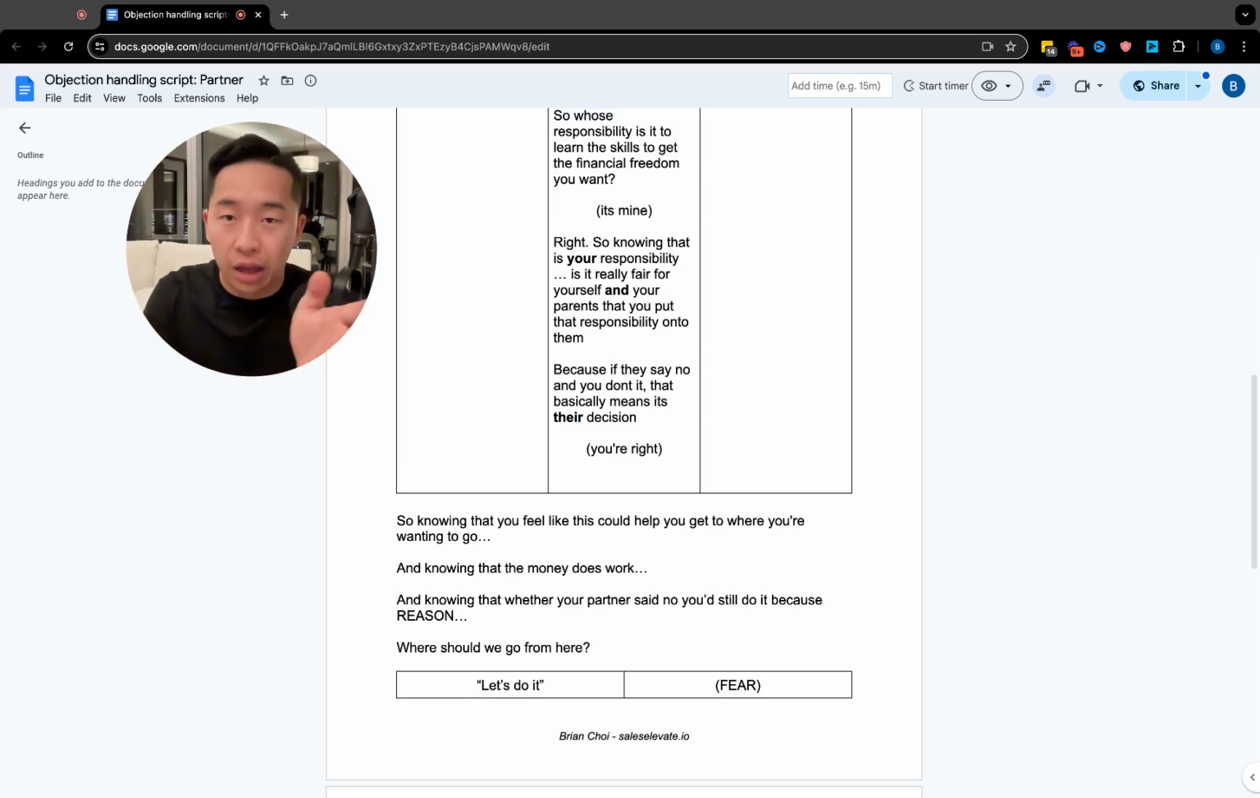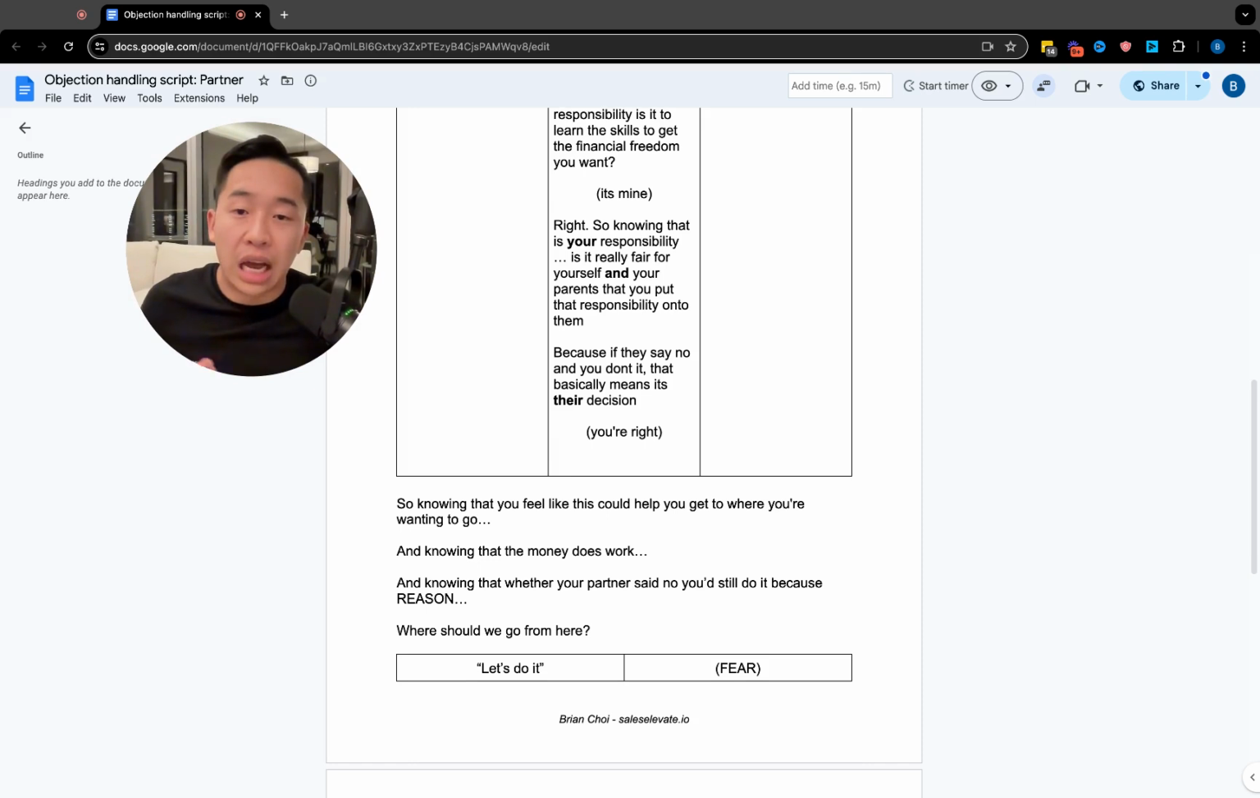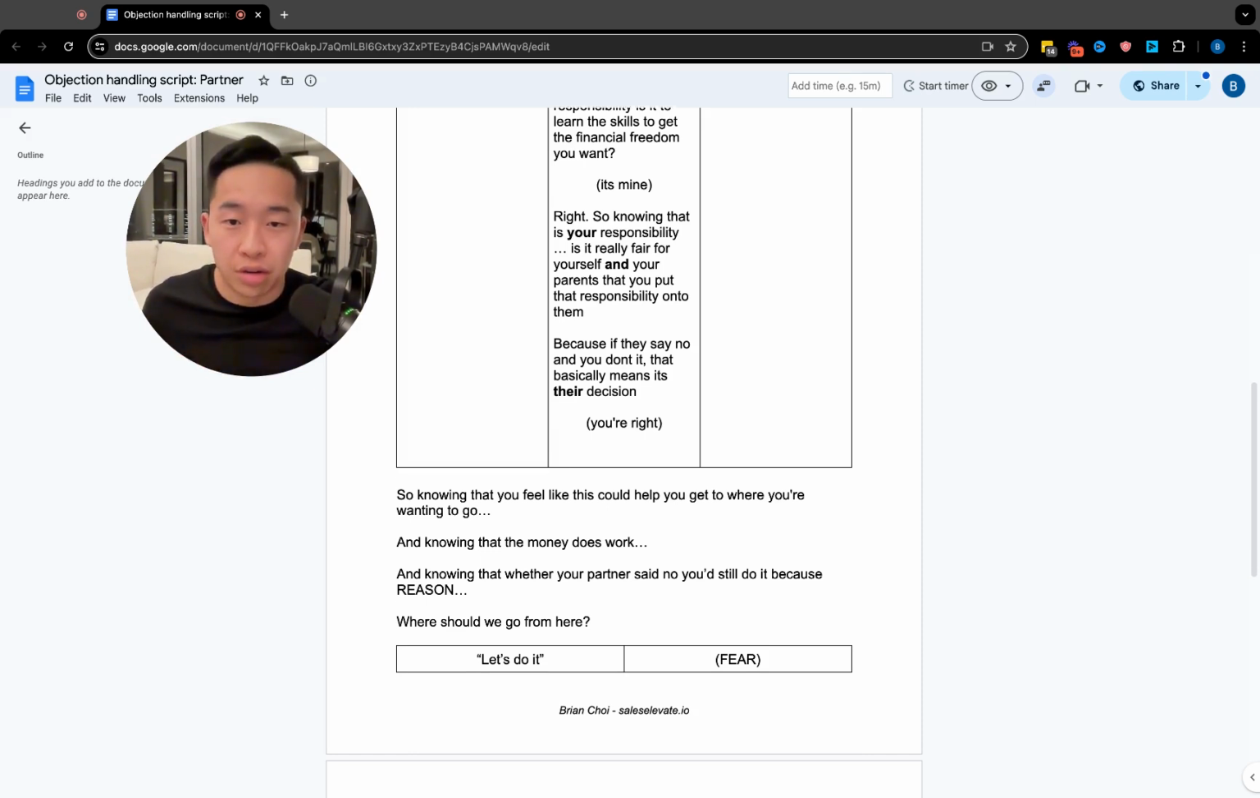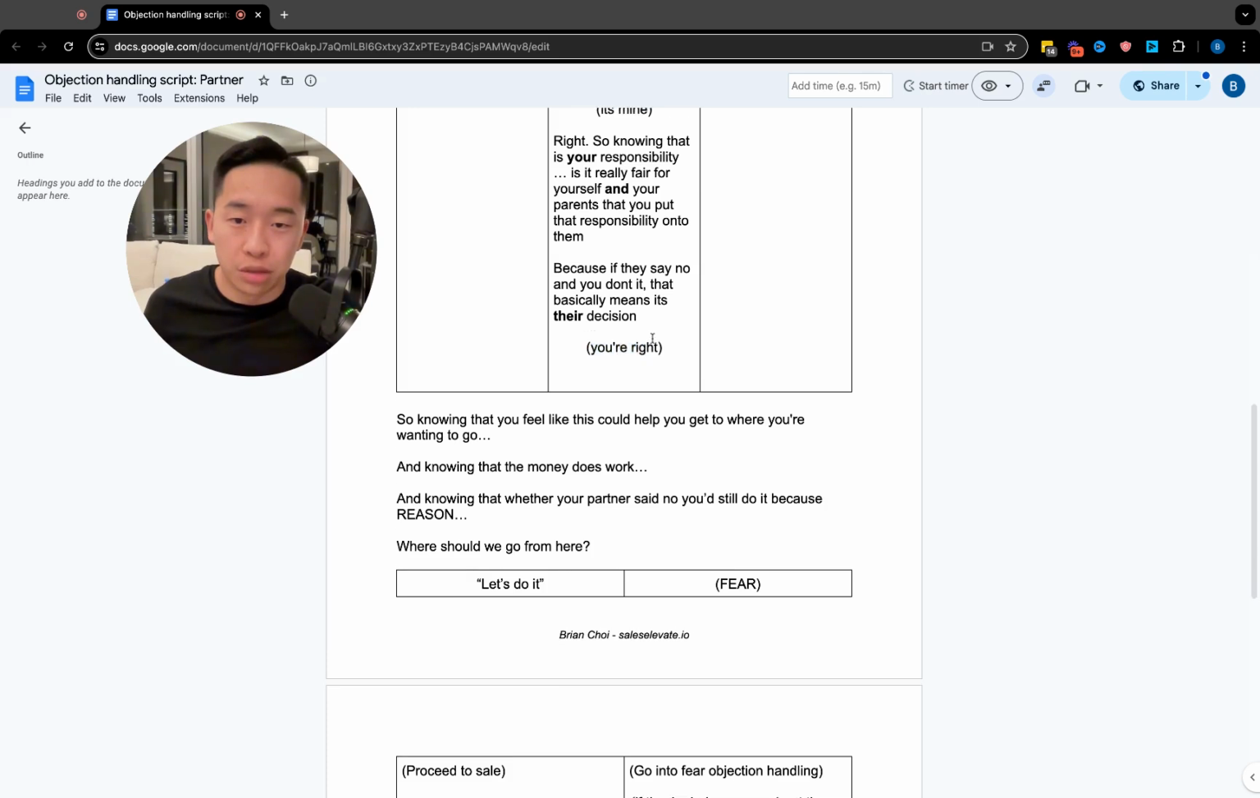They're trying to go to other places by avoiding responsibility. No. Narrow it down: you. So knowing that it is your responsibility, is it really fair for yourself and your parents and your wife that you put that responsibility onto them? Because if they say no and you don't do it, that basically means that it's their decision. They'll say, yeah, you're right. Well, I didn't ask you if I was right or wrong. I asked you, is it really fair? Right? They'll typically give you that kind of response.